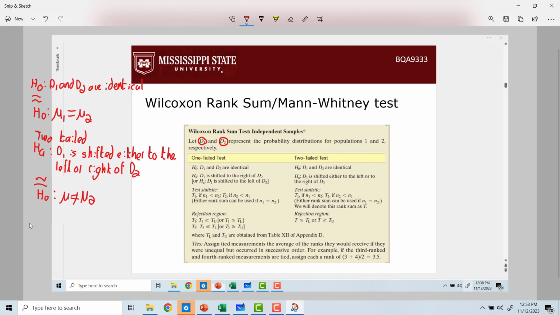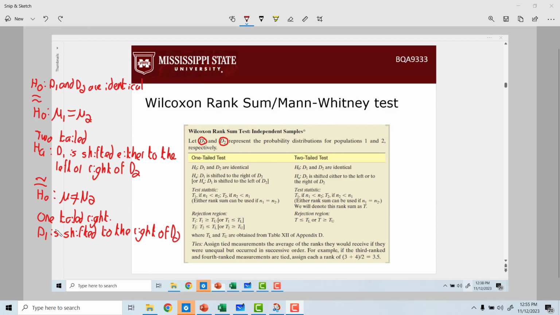And then let's go to the one-tailed right. And that is D1 is shifted to the right of D2.